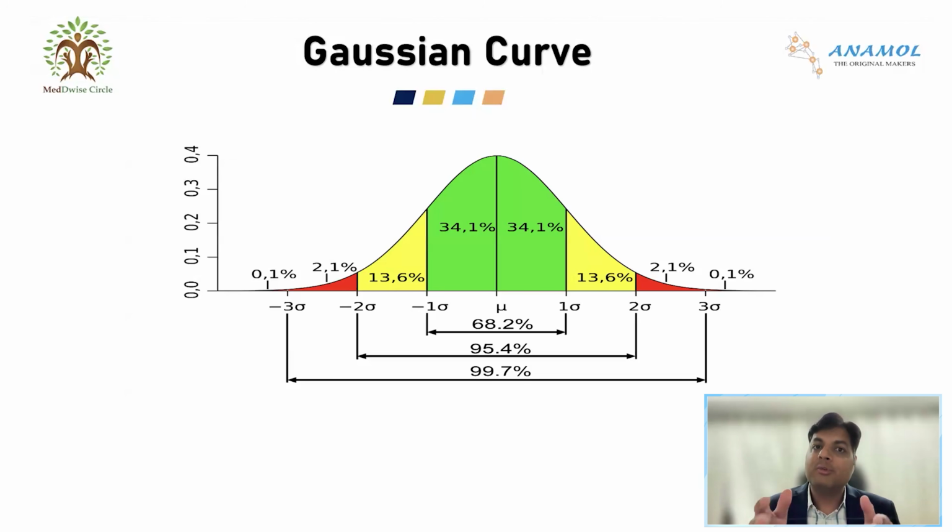Now, this phenomenon was observed by a scientist whose name was Gauss. That is why this curve is called the Gaussian curve. This curve is also called a bell curve because it looks like a bell. This is a universal phenomenon, and that is why we always take the range of plus minus 2 SD.